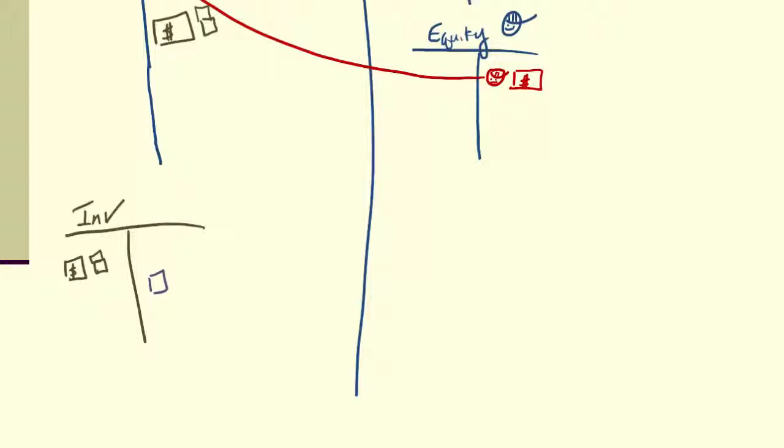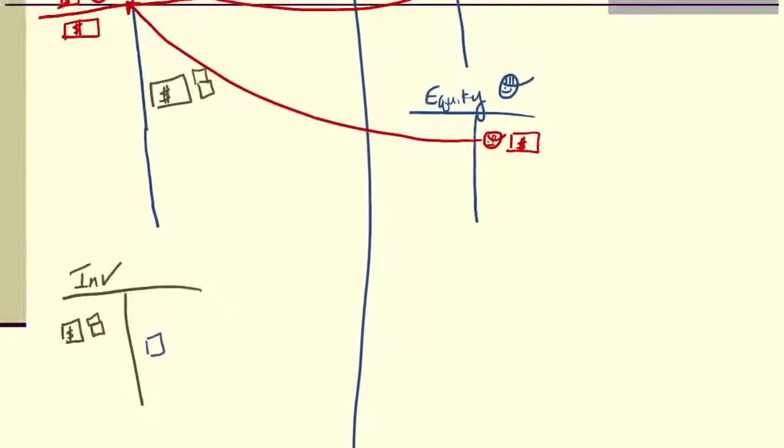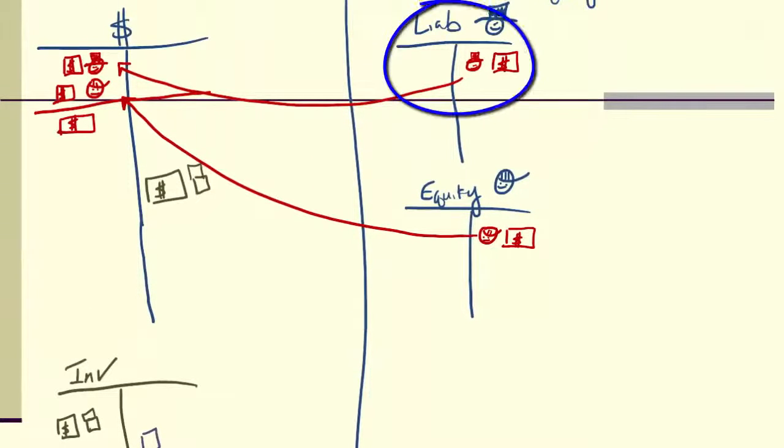So one box goes down because I've sold inventory. Now we think about this. Inventory goes down, so the assets drop. Who has to pay for that? Well, either liabilities has to go down or equity has to go down.